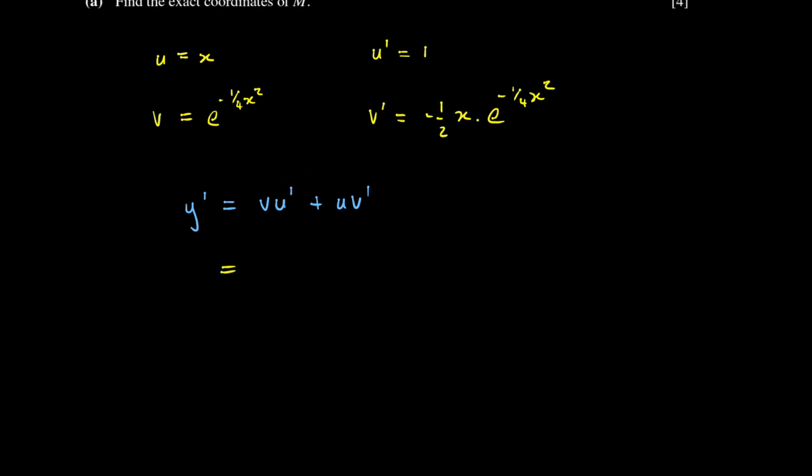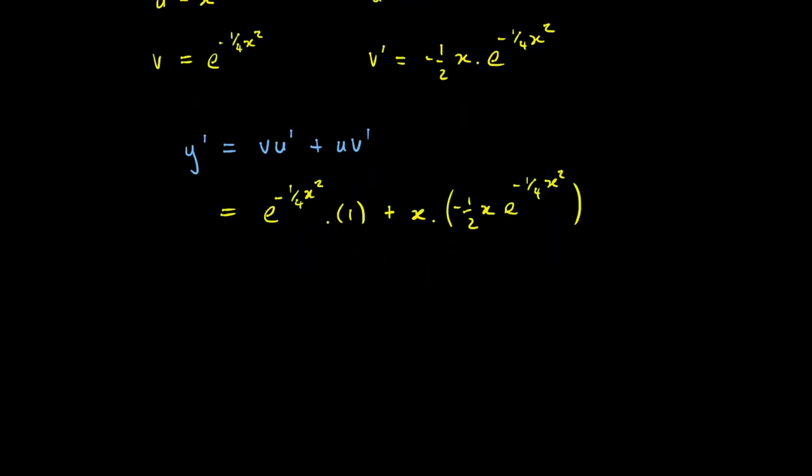Okay, let's substitute this in. So we've got e to the power negative a quarter x squared times du, which is 1, plus u, which is x, times minus a half x e to the power negative a quarter x squared. And I think usually the best thing to do is to factorize things out.